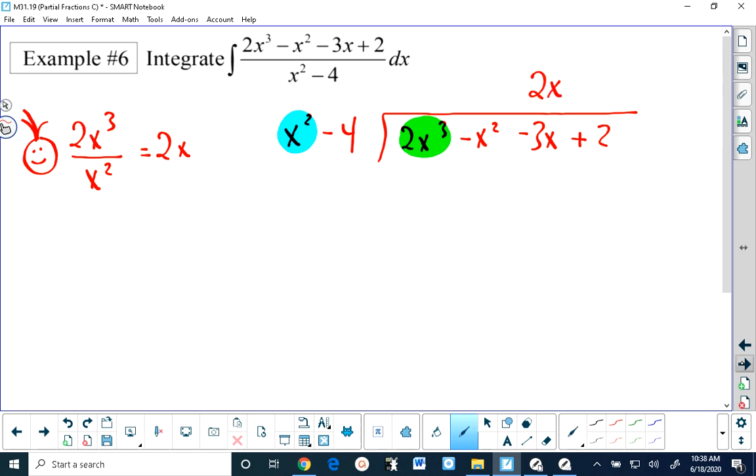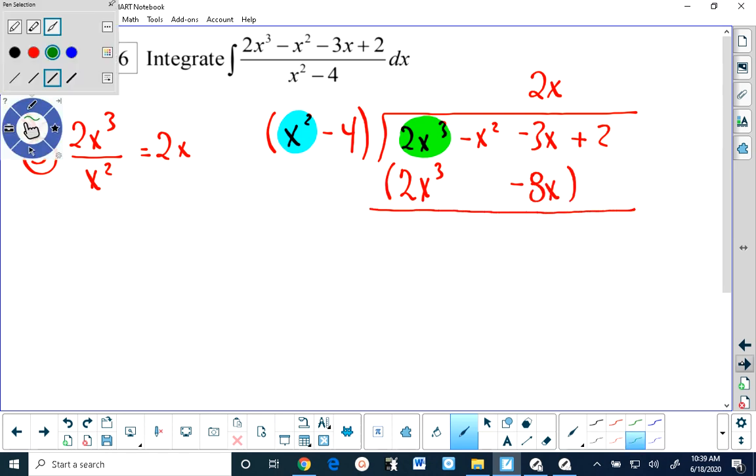Now I'm going to take that 2x and multiply by x squared minus 4. 2x multiplied by x squared is 2x cubed. 2x multiplied by negative 4 is negative 8x. And then I have to subtract. Don't forget you're subtracting the entire thing.